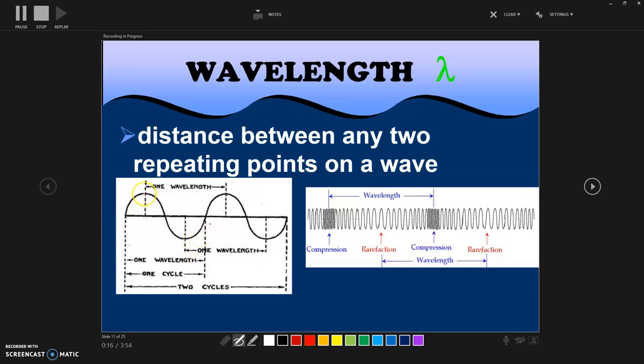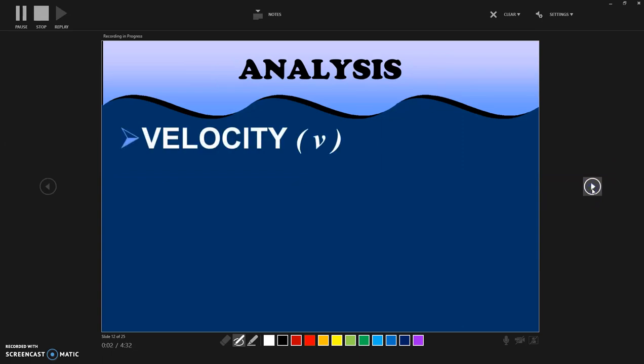Like for example, here it's the topmost part. The next topmost part will be its one complete wavelength. If you're going to refer here, take note it's like going down. The next going down, which is here, completes the one wavelength. Alright, so wavelength, which is the distance between any two repeating points on a wave, does not refer to only the crest to crest or trough to trough, but any points of the wave as long as they are identical to each other. Alright, then we have velocity.